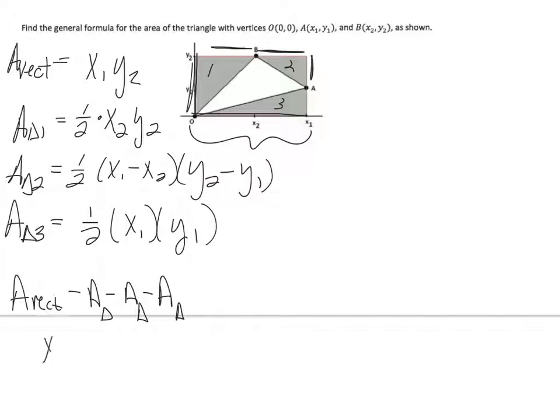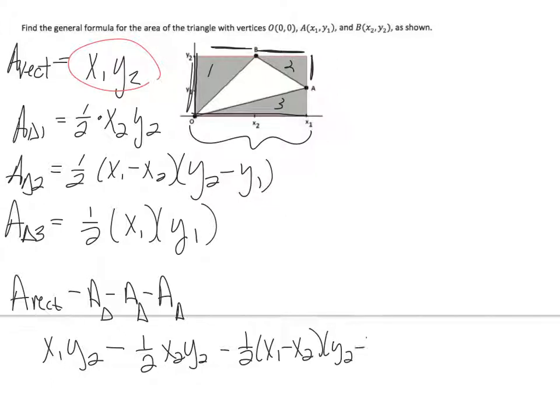So that gives me x1 y2, which is right there, minus area of triangle 1, minus area of triangle 2, minus area of triangle 3. Crazy, huh? All right, this is the area of the triangle in between. I'm going to get a next slide and do some math. Hold on.